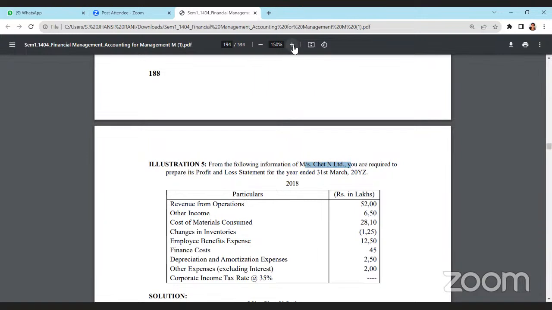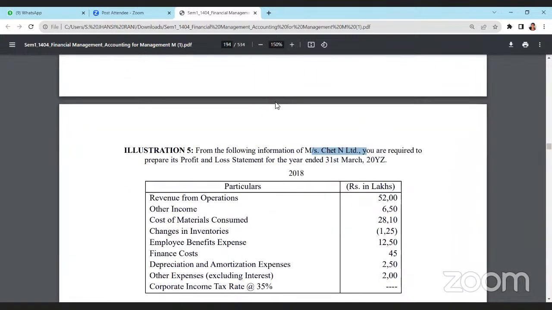Next, what we will do, we'll draw a table. The table consists of particulars, note number, and amount in rupees. So you will draw it like this. Serial number or note number, next particulars, next we'll have amount.